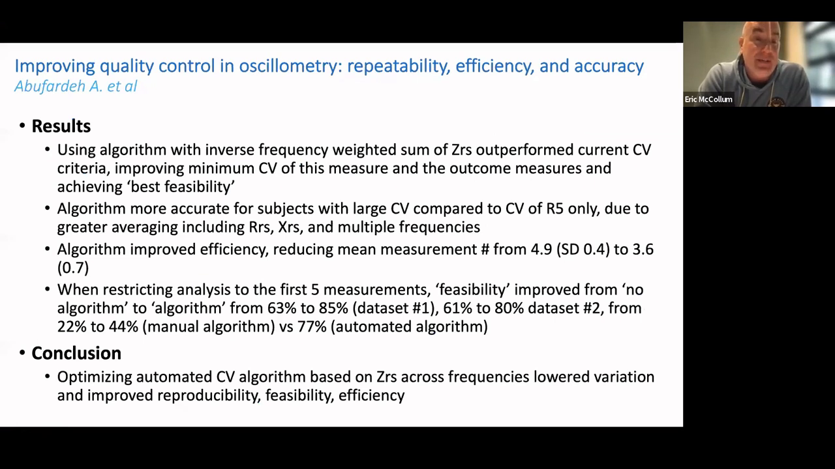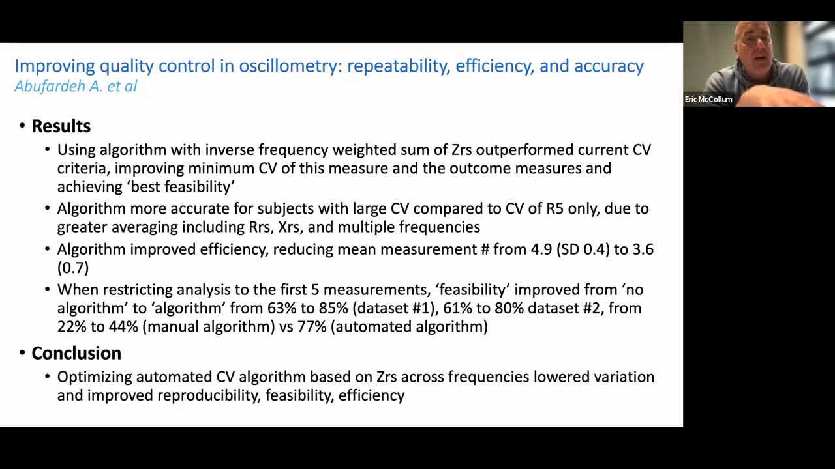From a results perspective, what they found is that using an algorithm with inverse frequency weighted sum of impedance outperformed the current criteria, improving the minimum coefficient of variation of this measure and the outcome measures in achieving, quote unquote, best feasibility, which they didn't really define in their abstract. So my takeaway is they're using some statistical approaches here basically to improve the algorithm overall.